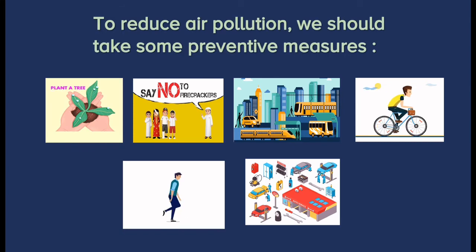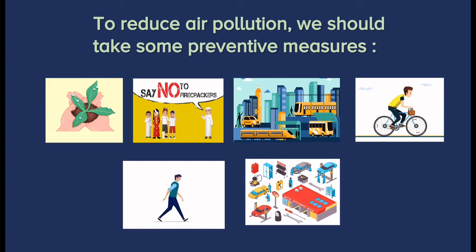To reduce air pollution, we should take some preventive measures. Number 1. Try to plant more trees. Try to plant as many trees as you can. Trees help to reduce the amount of carbon dioxide in the air.